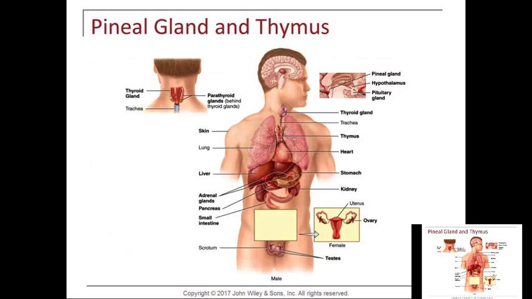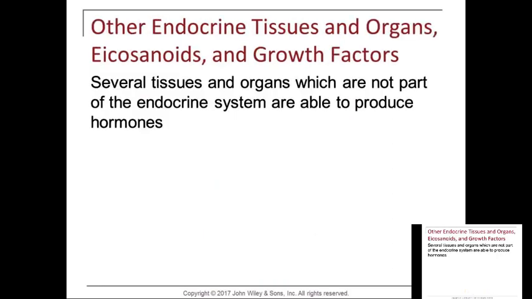So again, you can see the pineal gland in that picture on the upper right, not to be confused with the pituitary gland. Pineal is behind, kind of just superior to the cerebellum. You can see the ovaries on the bottom right, and again, you can see the thyroid and parathyroid on the top left, and all these secondary organs. So let's talk about some of these other unique ones that are kind of interesting.